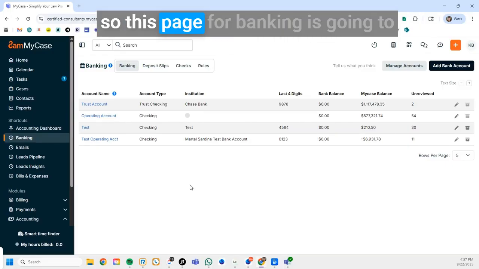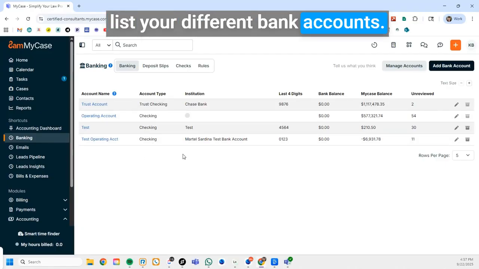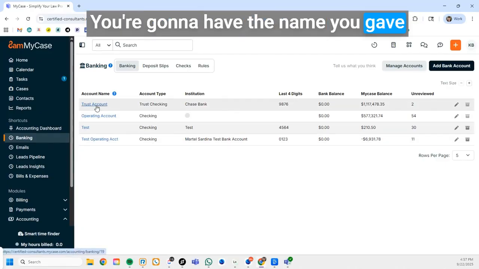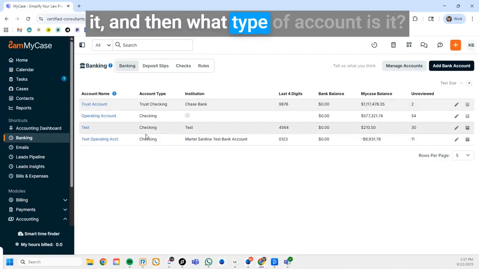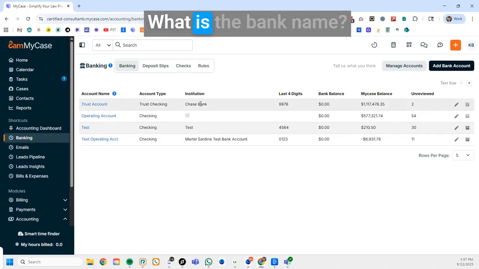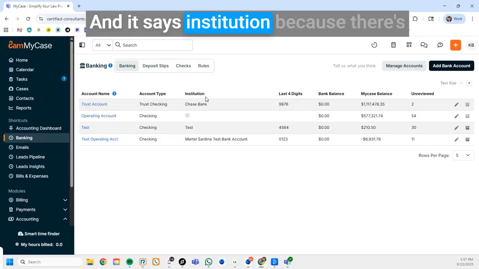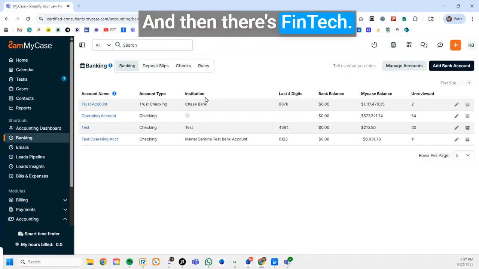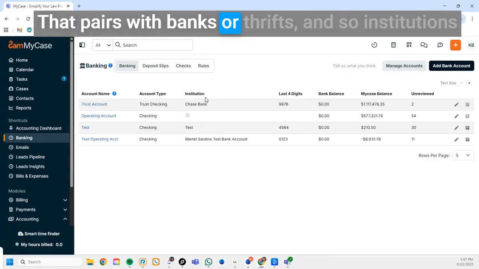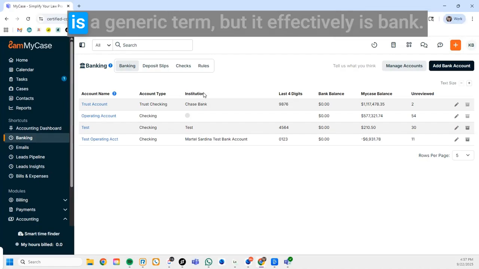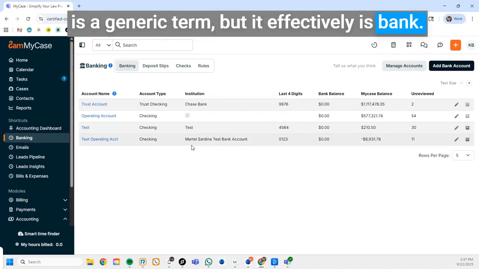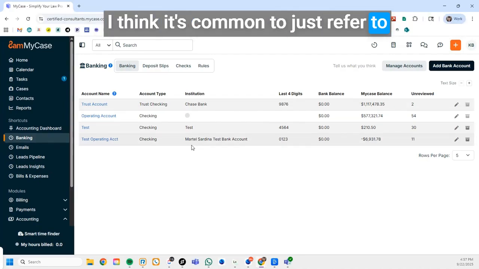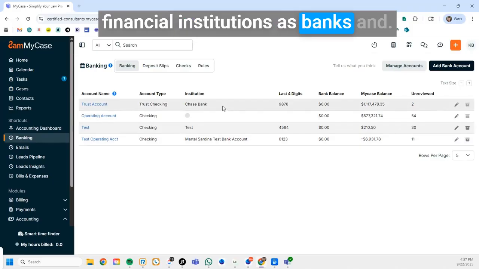So this page for banking is going to list your different bank accounts. You're going to have the name you gave it, and then what type of account is it? What is the bank name? And it says institution because technically there's banks and thrifts, and then there's fintech that pairs with banks or thrifts. So institution is just a generic term, but it effectively is bank. I think it's common to just refer to financial institutions as banks.